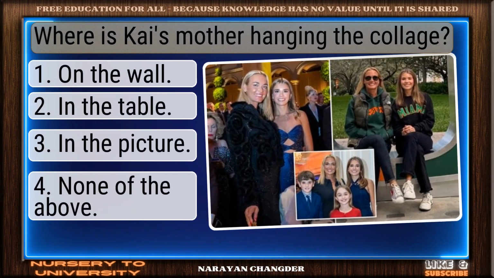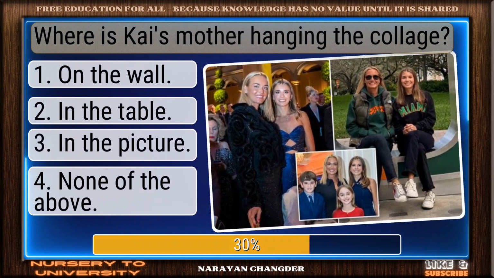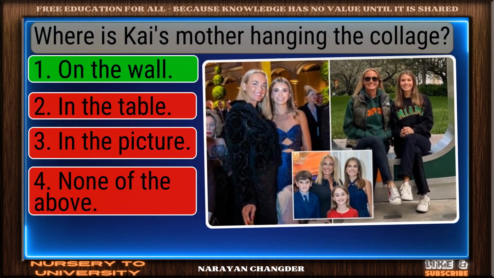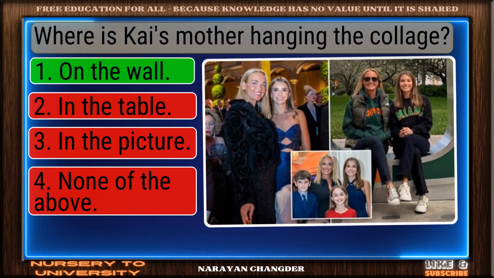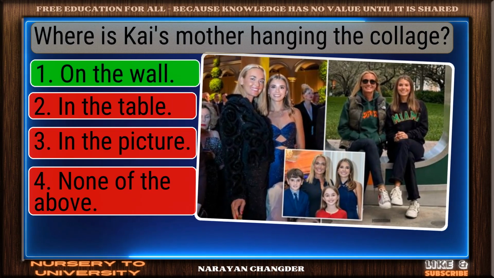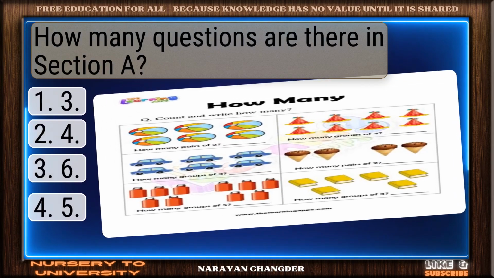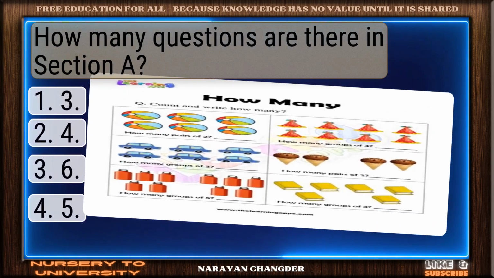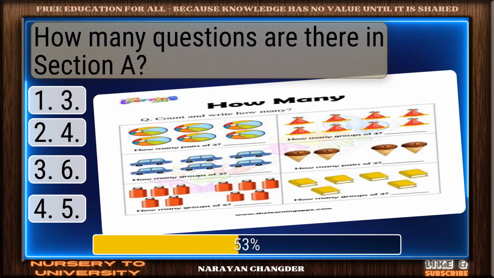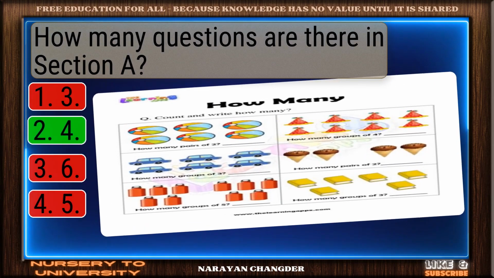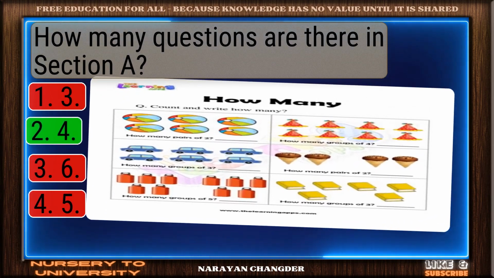Where is Kai's mother hanging the collage? Strong choice. On the wall is the right answer. How many questions are there in Section A? You got it. Your choice 4 is right.